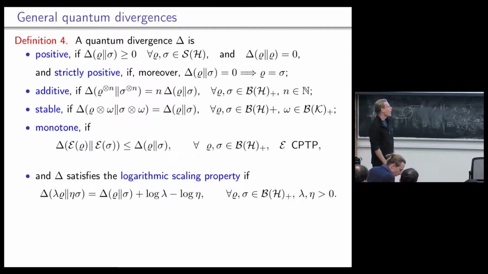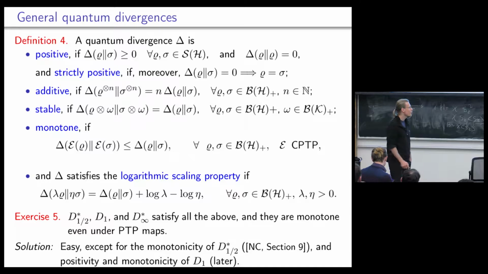Okay. And a technical condition is that it should satisfy this logarithmic scaling property. So if we multiply both arguments by different positive numbers, then we should get this relation. There is no intuitive picture behind why this should be satisfied. But we will see that all the divergences that we are interested in satisfy this property. And it will be actually quite useful in certain situations.